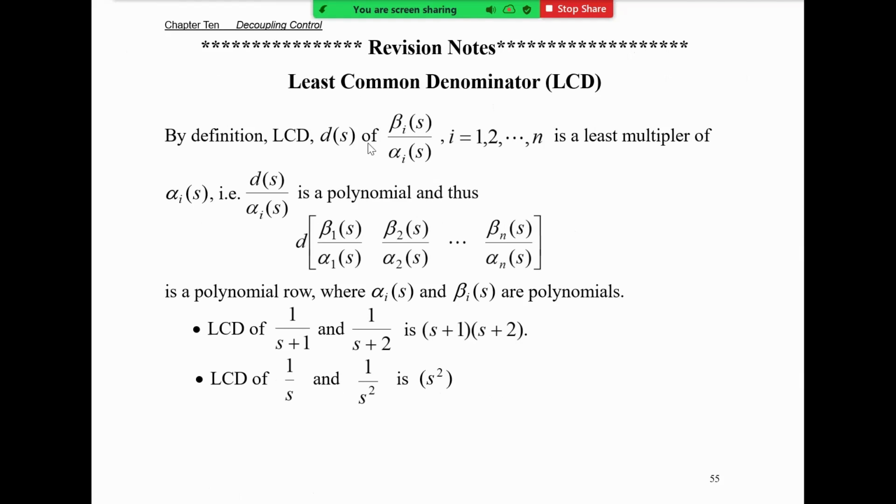Here is the definition of this common denominator. You have many items, and you take out the one which is the least common denominator. For example, if those two transfer functions are 1 over s plus 1 and 1 over s plus 2, the least common denominator, of course, is s plus 1 times s plus 2. Here you have 1 over s and 1 over s squared. The least common denominator is s squared.